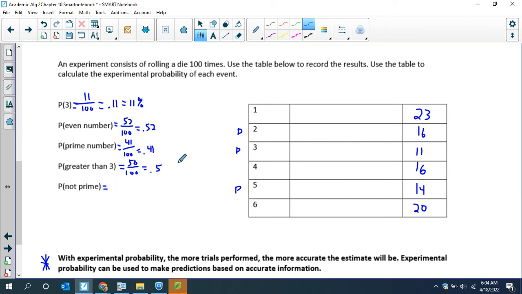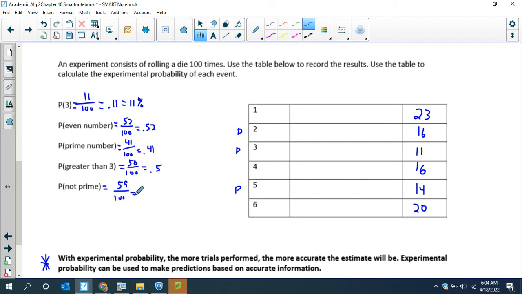And then anything not prime. This 1 is not prime, 4 is not prime, 6 is not prime. So I get 23 from 1, 16, and 20. So I get 59 over 100.